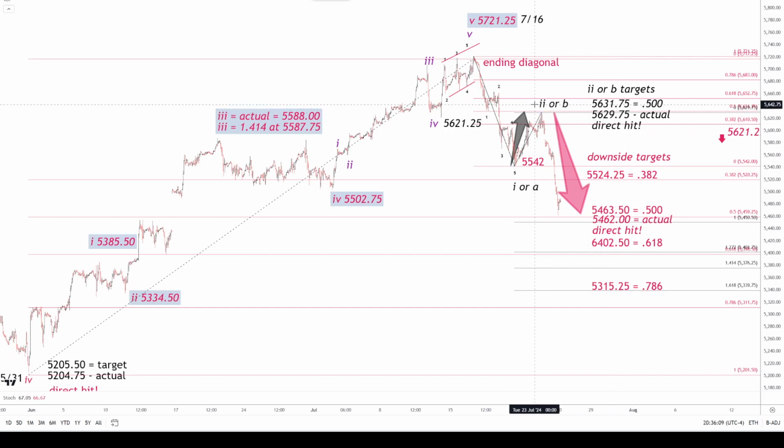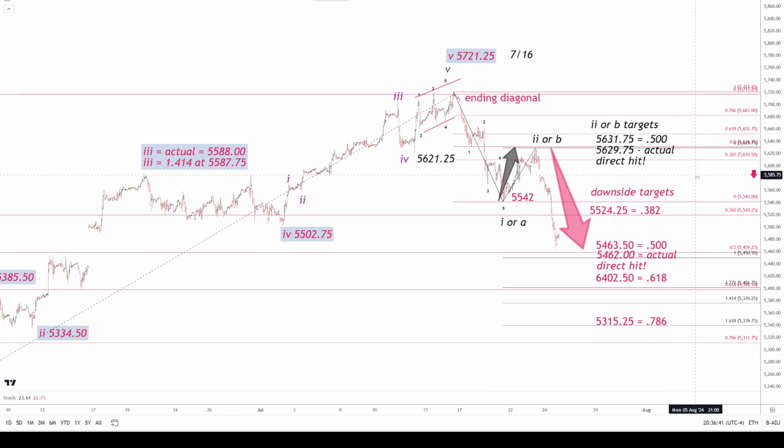And then once that move up was complete and hit right on that 50%, we're looking for a move down. We had our downside targets right here. There was the 382. There was the 500. This is today. It came within 1.5 points of an exact direct hit on the 50% retrace, which was 54.6350, and the low was 54.62. Again, we're looking at this. I got 1 or A in black here.